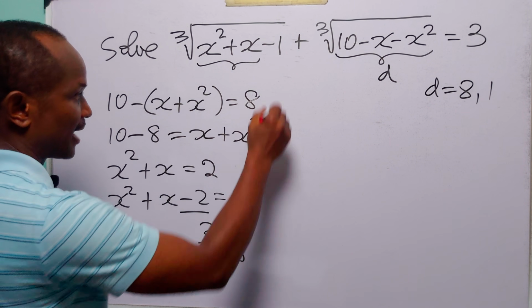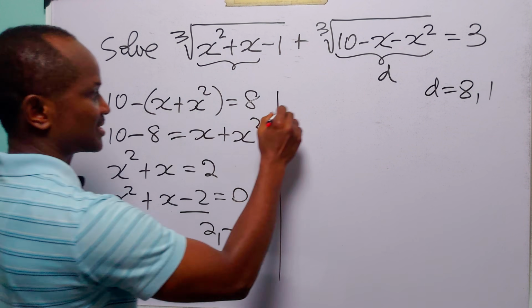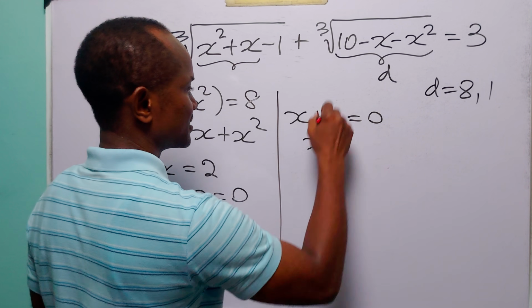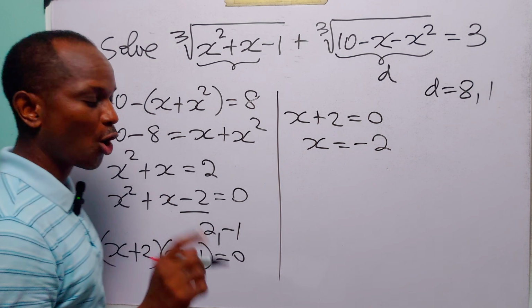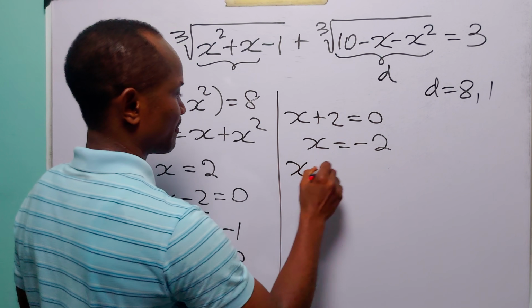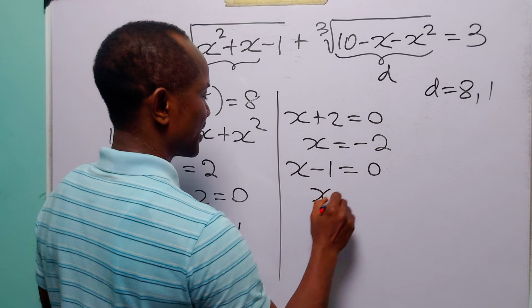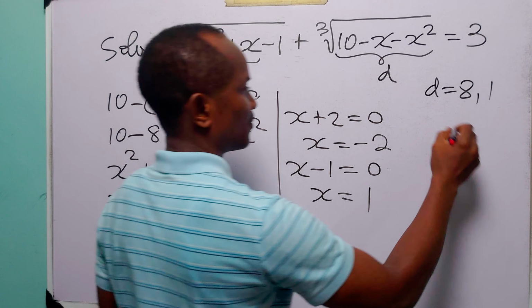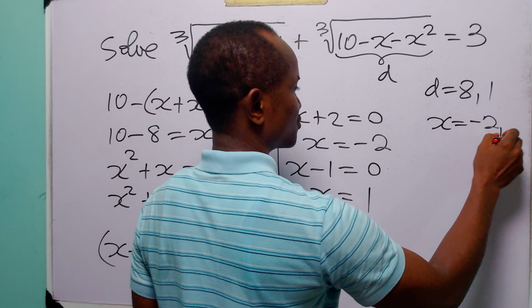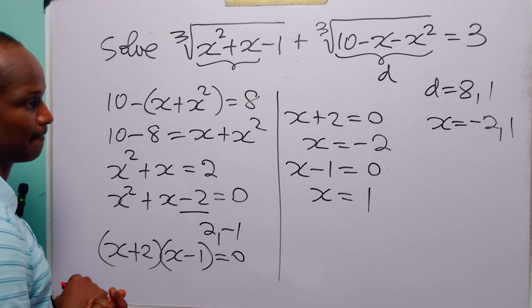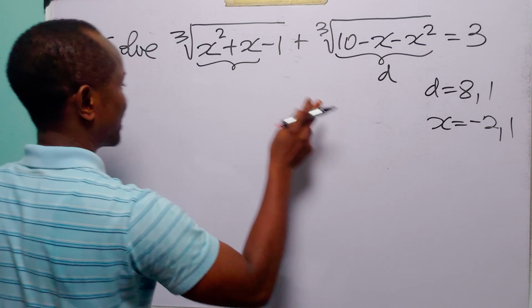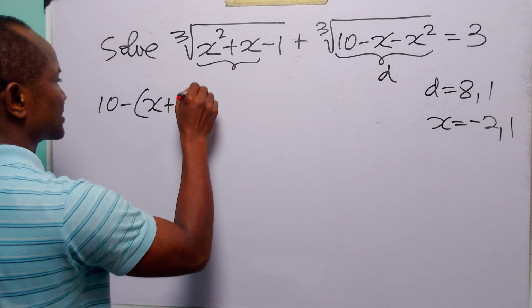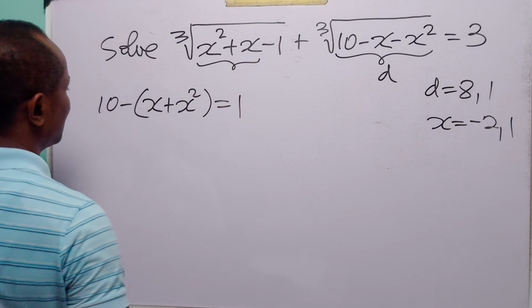And of course, from here, we have that either x plus 2 is equal to 0, from where x is equal to minus 2, or x minus 1 is equal to 0, from where x is equal to 1. So we have two values of x. We have x equal to minus 2 and 1. And when d is equal to 1, we have that 10 minus x plus x squared is equal to 1.